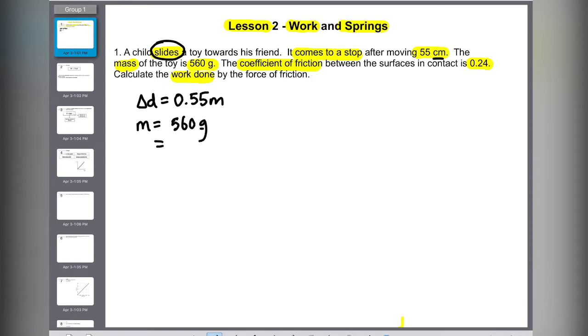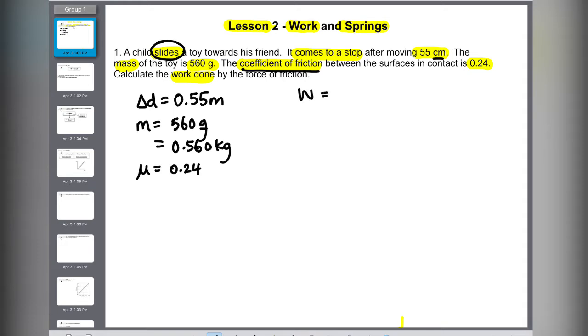Same thing. Hopefully you see that this is not the SI unit that you would want. So we'll have to divide it by 1,000, going from the base to kilo. Coefficient of friction is mu. Mu is 0.24, not force of friction, right? They didn't give you Ff. They gave you the coefficient of friction. You need work done by friction.